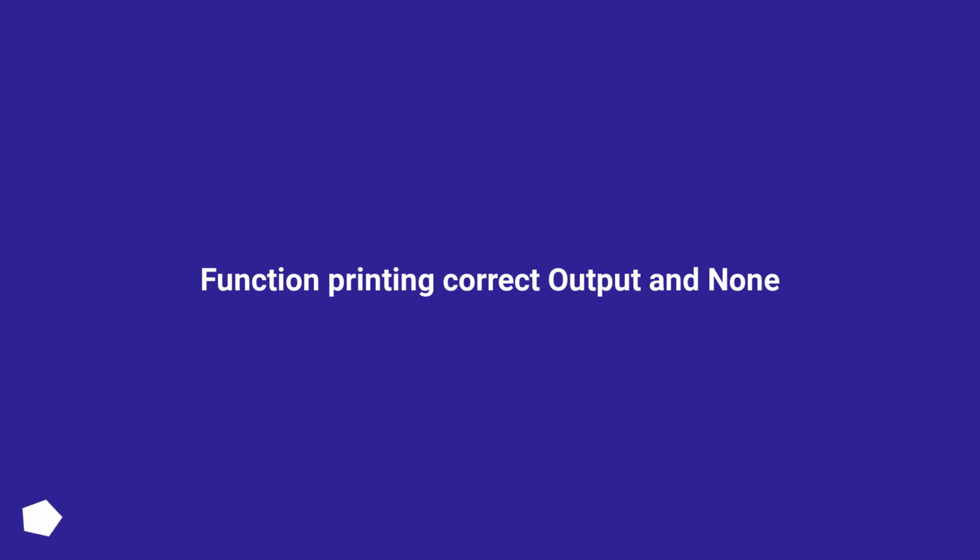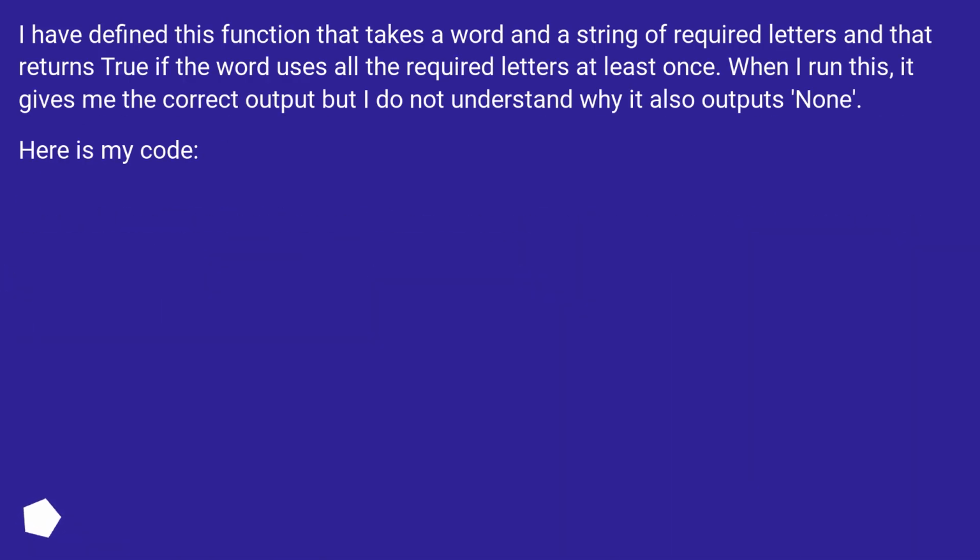Function printing correct output and None. I have defined this function that takes a word and a string of required letters and that returns True if the word uses all the required letters at least once. When I run this, it gives me the correct output, but I do not understand why it also outputs None. Here is my code.